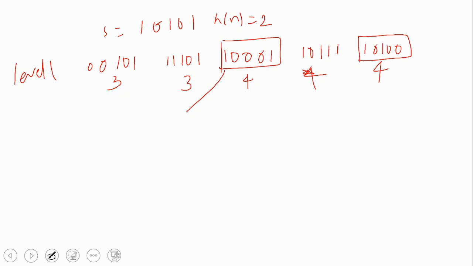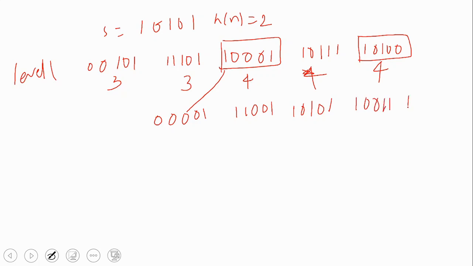Next, similarly follow this. What are the nodes connected? In the first node, changing the first bit gives 0 0 0 0 1. Next if we change the second one, 1 1 0 0 1. If we change the third one, 1 0 1 0 1. Fourth one, 1 0 0 1 1.